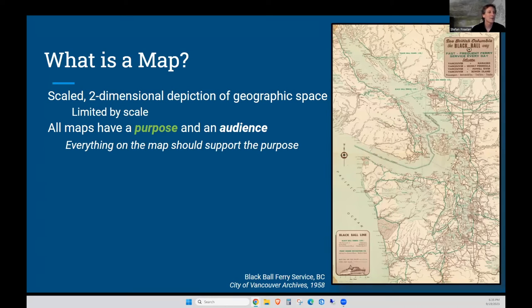All maps have a purpose. All maps have an audience. And so this map doesn't really work for Bert, but I do love it because it's the oldest map I could find that basically captures the Salish Sea as an entity.